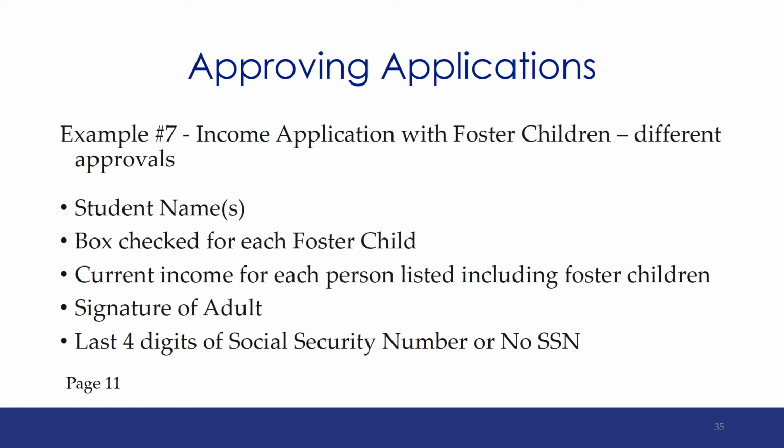Our last example can be found on page 11. We have an income application listing both foster and non-foster children. In this example, the children's names have been listed at the top of the application. Kristen Thomas is the foster child living with his family. In Part 3, all household members have been listed, and income has been reported for Steve and Debbie Matthews. Steve Matthews signed the application and reported the last 4 digits of his Social Security number.